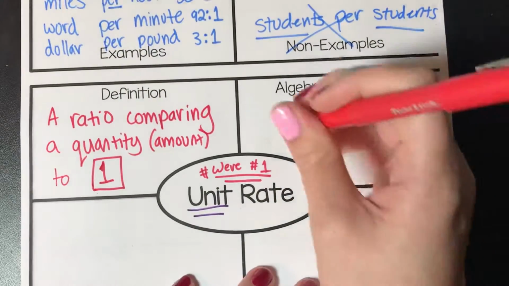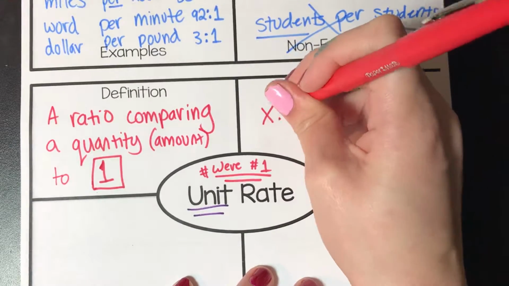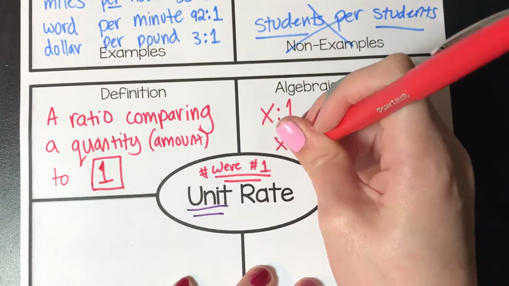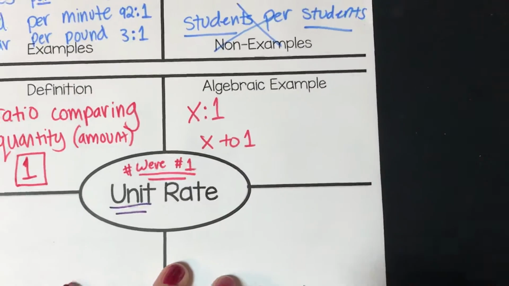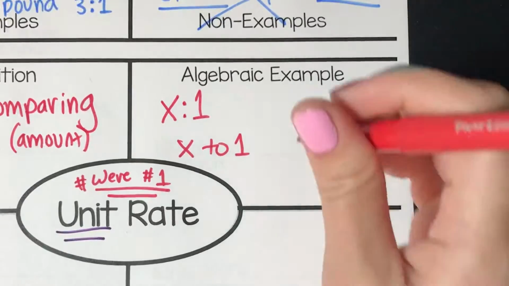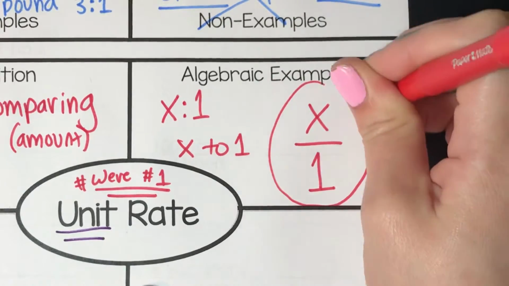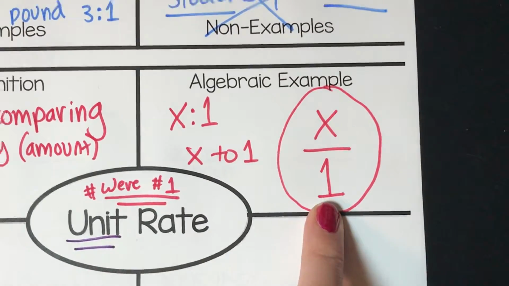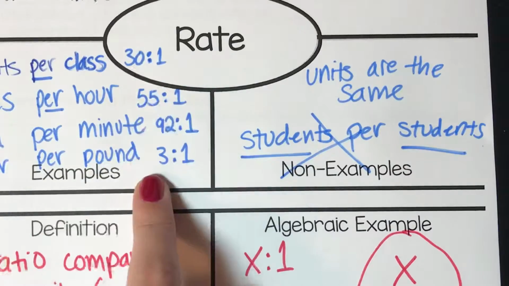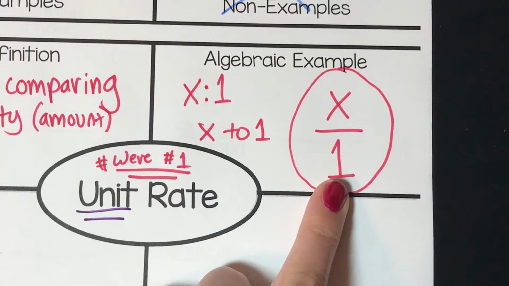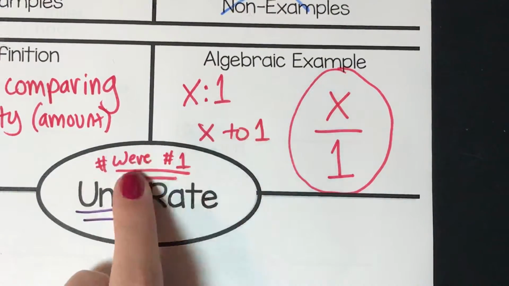So an algebraic example, you could write it as I did with the colon or with the word, but actually the most common way you're going to see a unit rate represented is by a fraction. This is the holy grail. This is what you're going to see most often. You can represent it this way because it is just a ratio, but this is more accustomed for a unit rate.